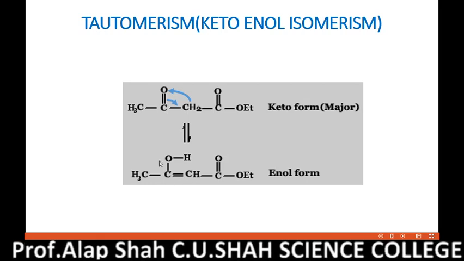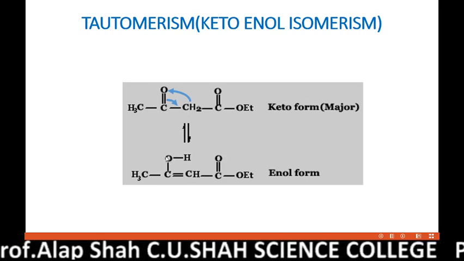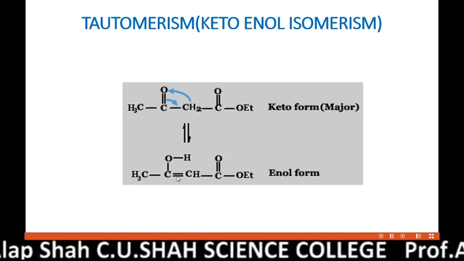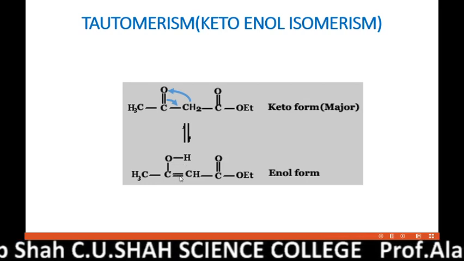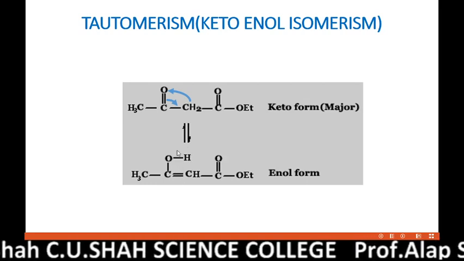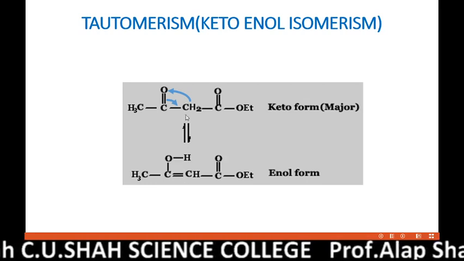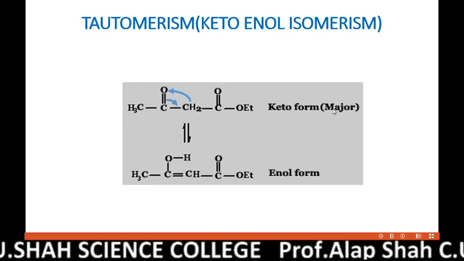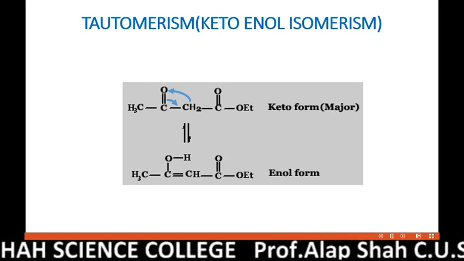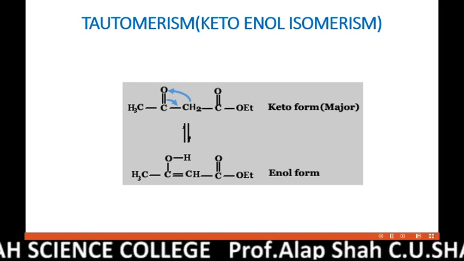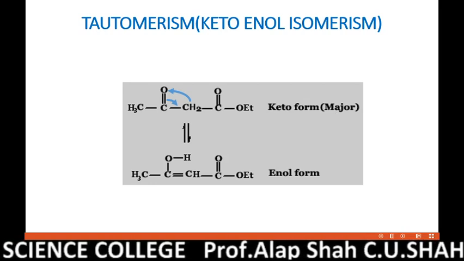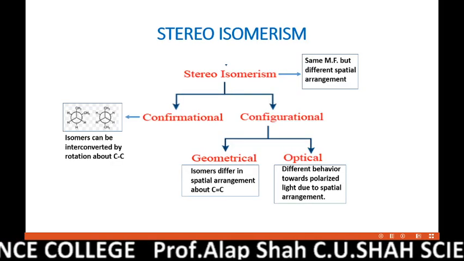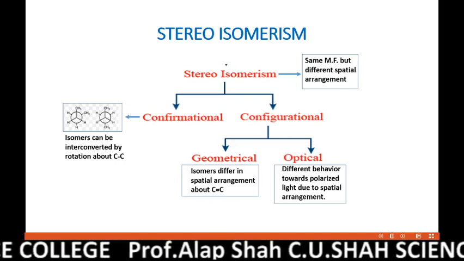This form, having a hydroxyl group, takes the suffix enol, and there is a double bond also, so collectively it is called the enol form. They interconvert into each other, keto-enol, but here it's written that the keto form is normally in the major proportion. So all these are structural isomers. Now let us discuss stereoisomers.